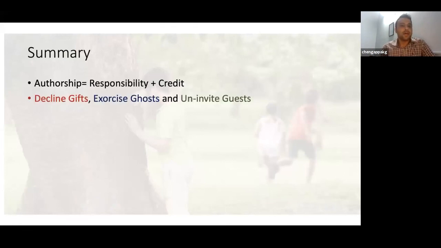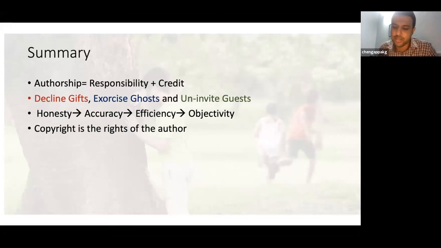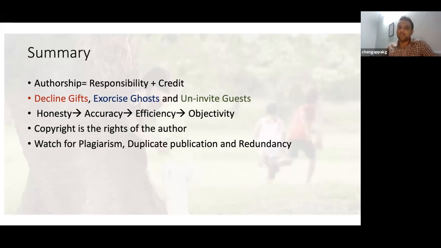So to summarize, authorship means credit as well as responsibility. We have to decline gifts, we have to exorcise all ghosts, and we have to uninvite guests when it comes to authorship. All of us have to be honest, accurate, efficient, and objective while we report our study findings. And copyright is the right of the author or the owner who has done the work. While we do our work, we have to watch for plagiarism, duplicate publication, and redundancy. Above all, we have to seek permission, if required, before we use the above said work.